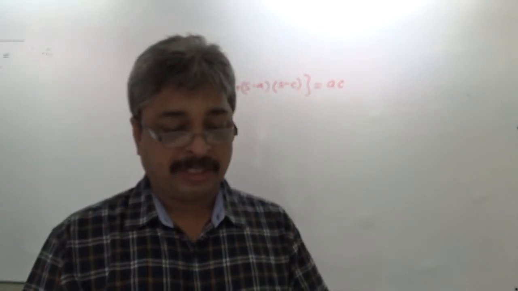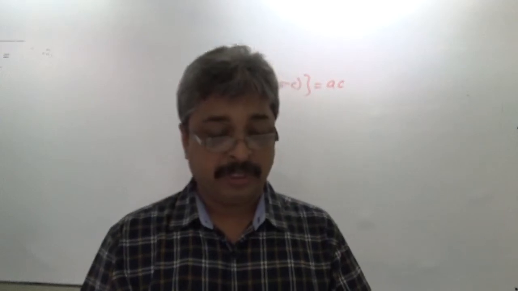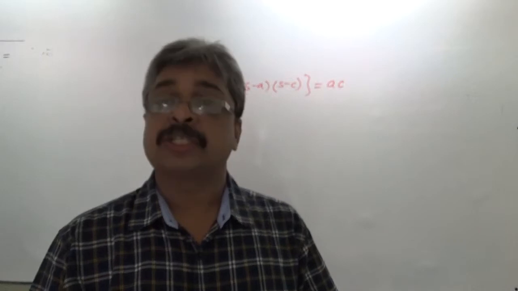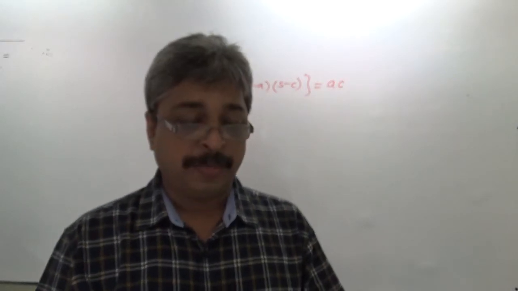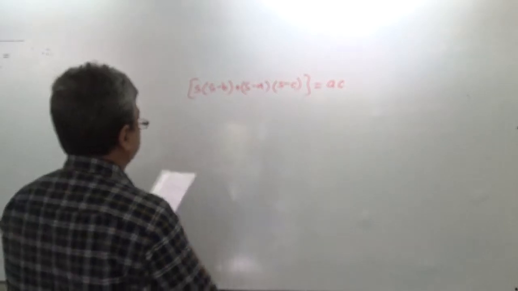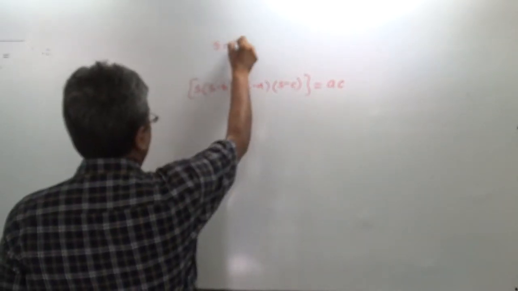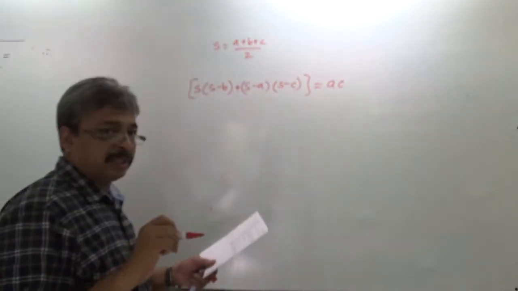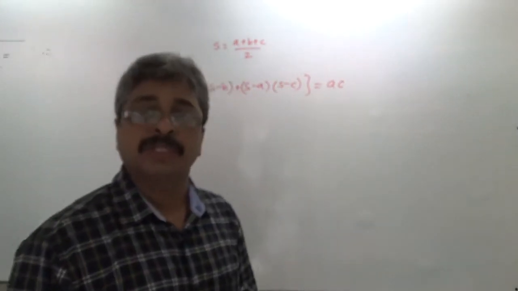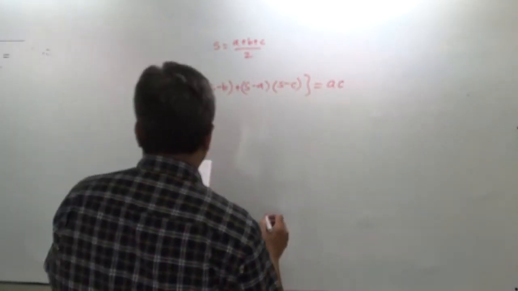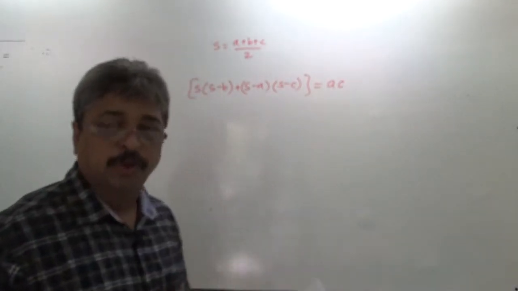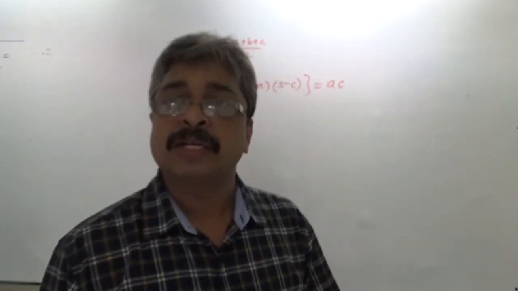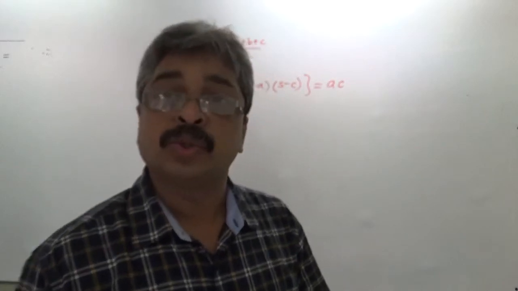Now here s is the semiperimeter, which is not mentioned actually in the problem, but the notations are such that we understand s is the semiperimeter, which is (a plus b plus c) upon 2. So s is equal to (a plus b plus c) upon 2. If we take s as this, and a, b, c are essentially the sides of triangle ABC, then I would request you to pause this video and try to solve this yourself. If you don't get it, start again and then look at the solution.